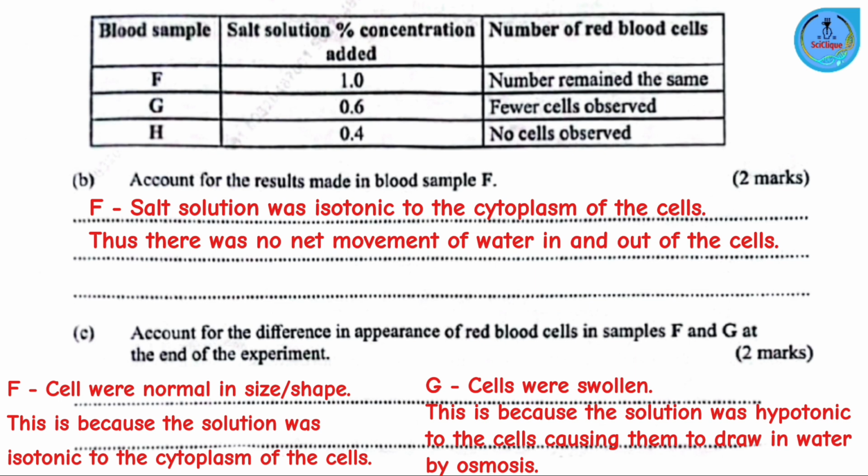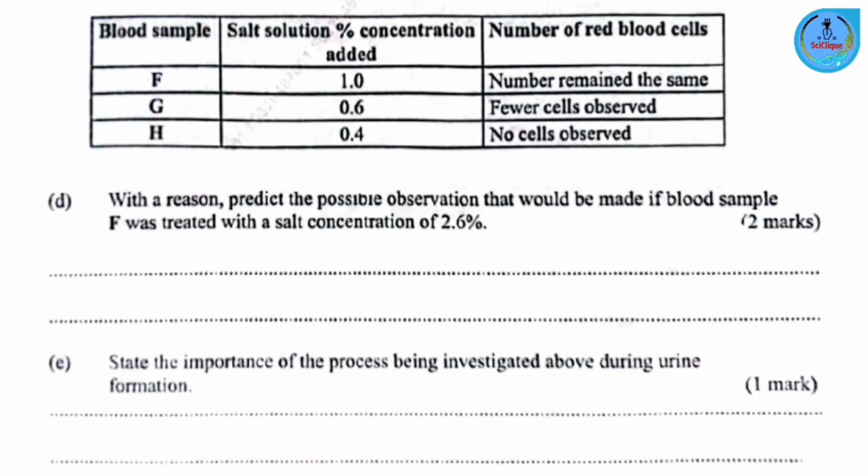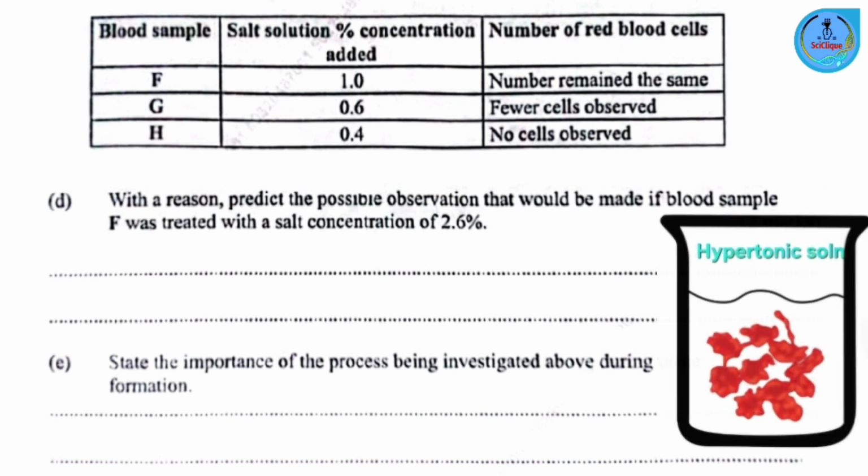Now, those that remained would be swollen, because they have absorbed water by osmosis. On to part D. Now, what does part D say? With a reason, predict the possible observation that will be made if blood sample F was treated with a salt concentration of 2.6%. Okay, so 2.6% would be a hypertonic solution.